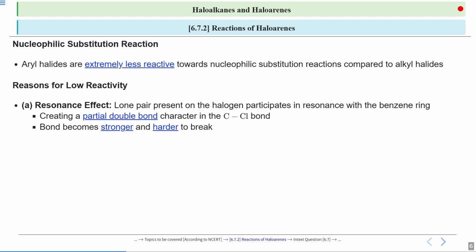Now, if you want the nucleophile to attack the carbon holding the chlorine or the halogen, the chlorine should be removed from there, right? But due to this resonance effect, the partial double bond character arises, the bond between carbon and chlorine becomes stronger, and it is very hard to break it.